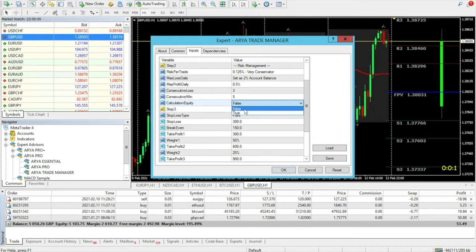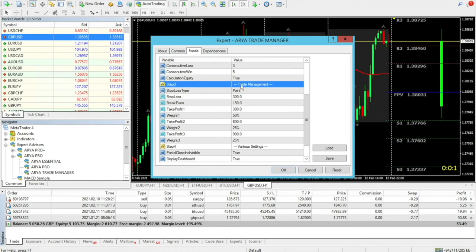False is the default, and Arya will only consider closed positions and does not take into account open positions for the calculation for the percentage gain or loss reached. If you select true, again, all assets must be defined as true for them to be included in the calculation.